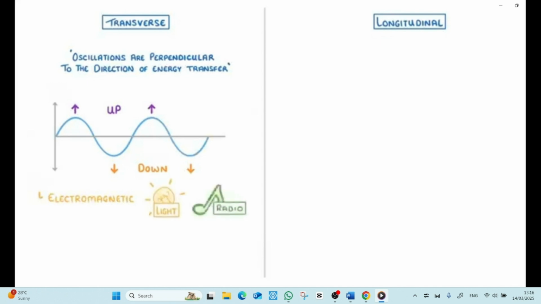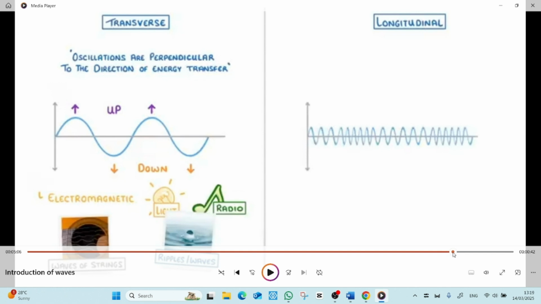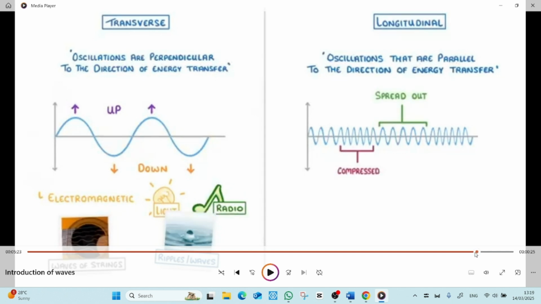What are examples of transverse waves? Any electromagnetic waves, like light and radio waves. Now, longitudinal waves: the oscillations are parallel to the direction of energy transfer, back and forth. Here we have compression and rarefaction. The distance between two successive compressions is the wavelength. An example of a longitudinal wave is the sound wave.